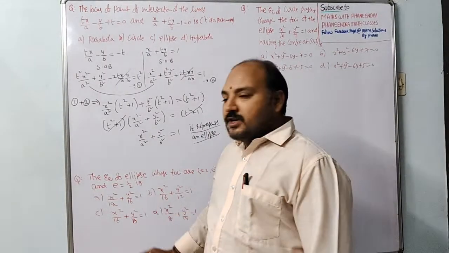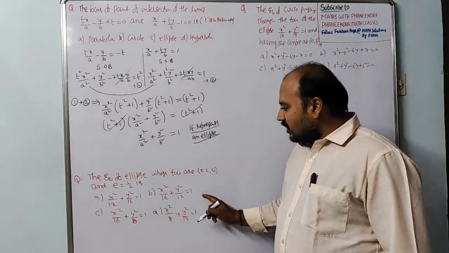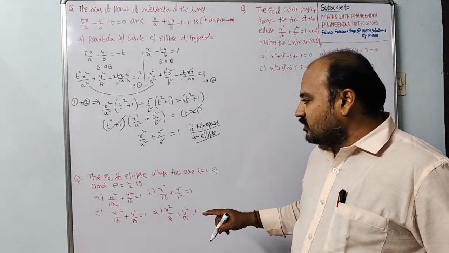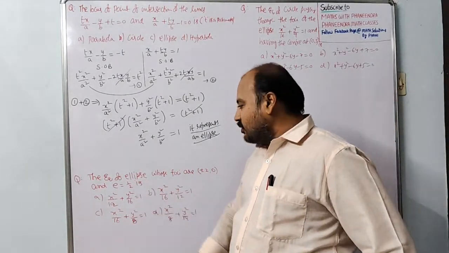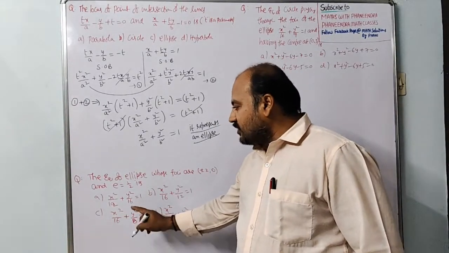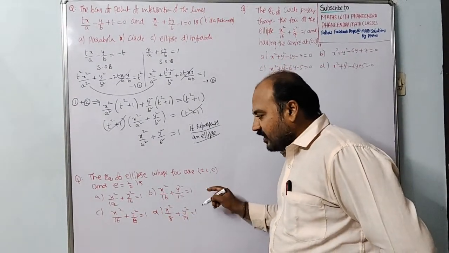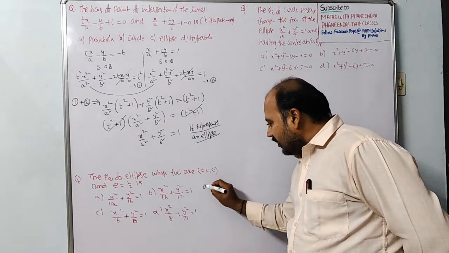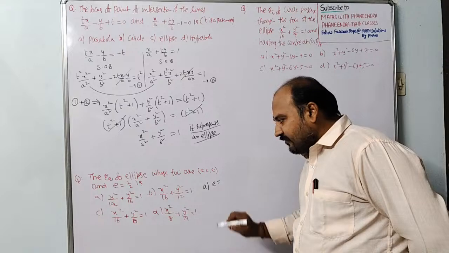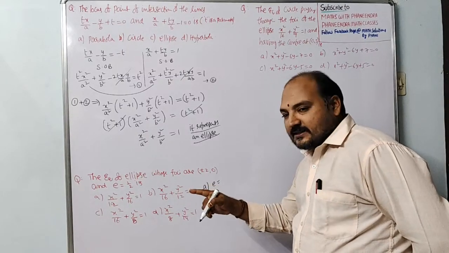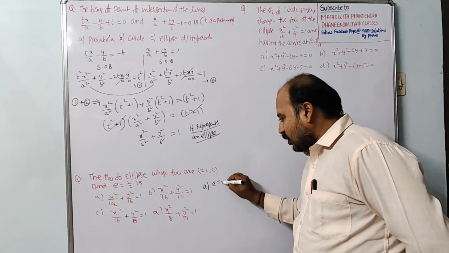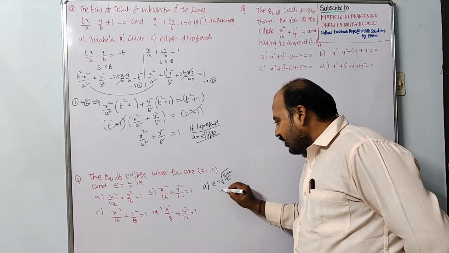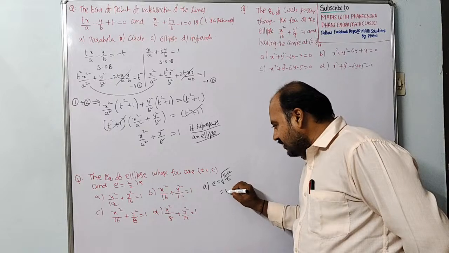I hope you understand. Anyway, come to this session. Foci is plus or minus 2 comma 0 and eccentricity is 1 by 2. Suppose for the first question, if you take option verification, here you have to do that. For the first option, I am verifying here. Eccentricity I am verifying. Anyway, a is less than b case. So root over b square minus a square by b square: 16 minus 12 by 16, which is equal to 4 by 16.